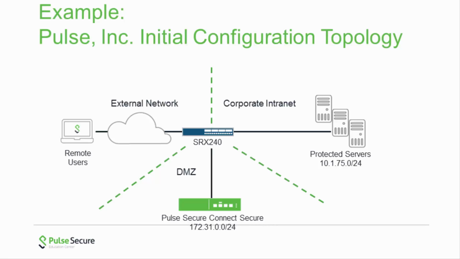Pulse Connect Secure is hosted on a PSA 5000 in a separate security zone. We must first configure Pulse Connect Secure before any users will be able to access protected resources remotely.